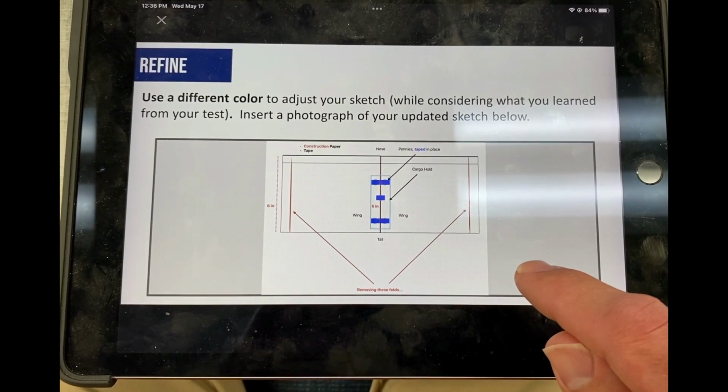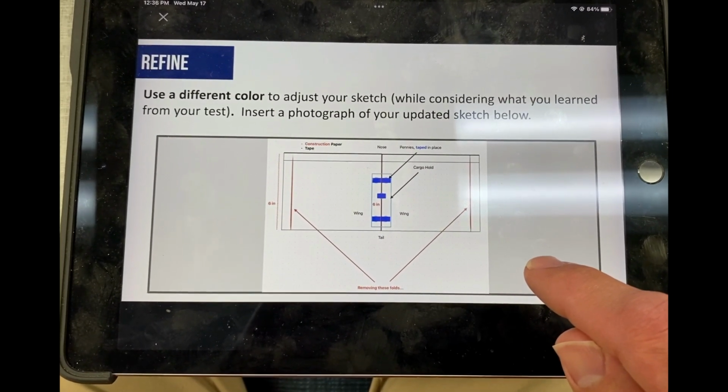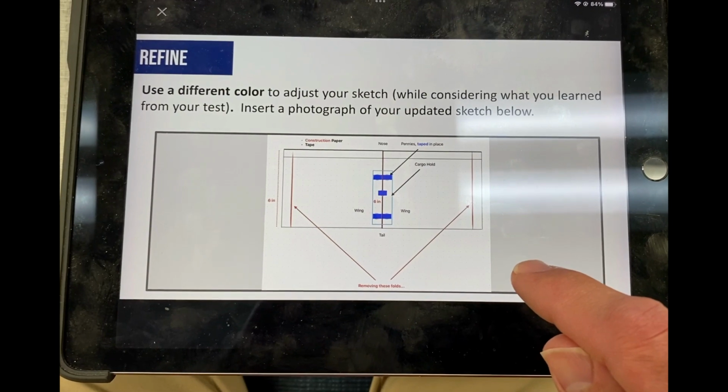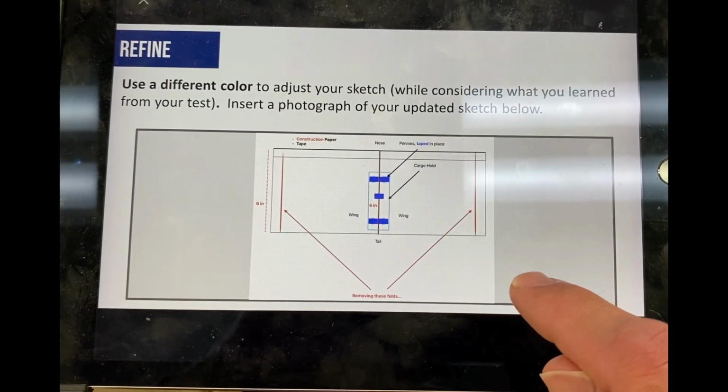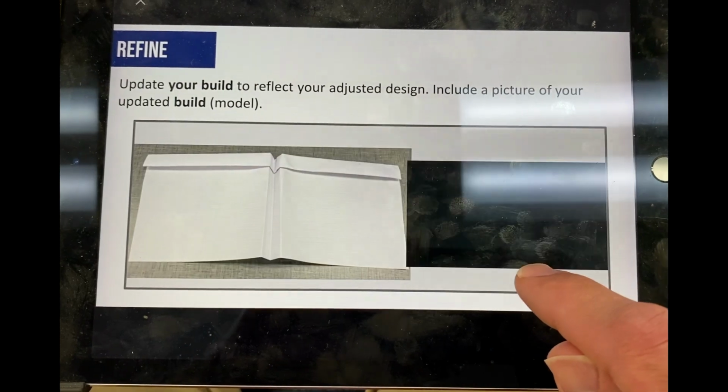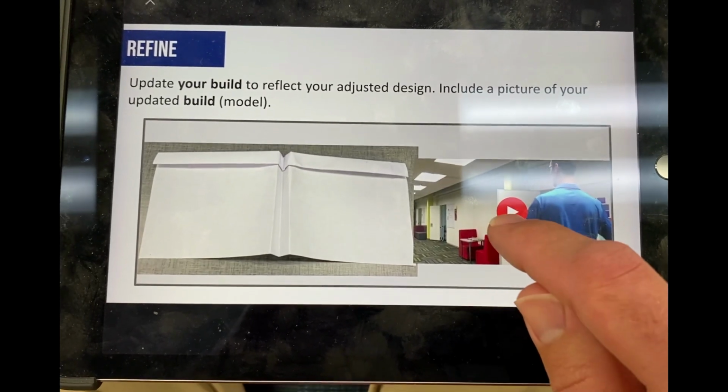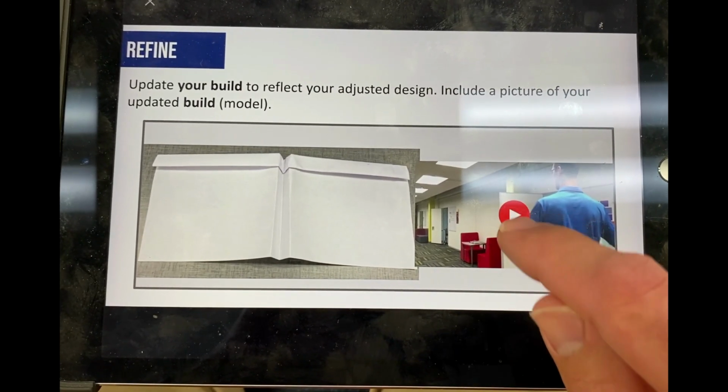And then explain how you used what you learned from your first trial to redesign your plane and point out where you made any changes. Then you can show your updated design and play trial number 2.